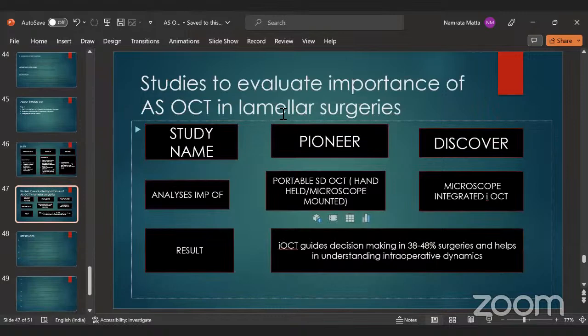There are a few studies to evaluate the importance of ASOCT in lamellar surgeries. There are two studies, Pioneer and Discover. Pioneer evaluated the importance of the portable SD-OCT or microscope-mounted OCT in lamellar surgeries, and Discover measured the importance of microscope-integrated OCT. The results were almost the same in both, that in around 38 to 48% of surgeries, it helps in guiding the decision making and understanding the intraoperative dynamics.